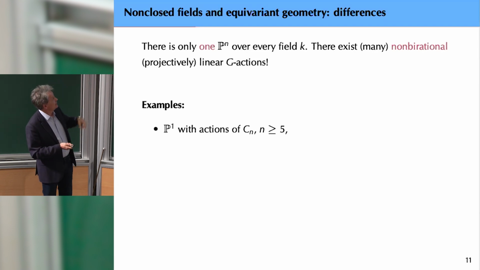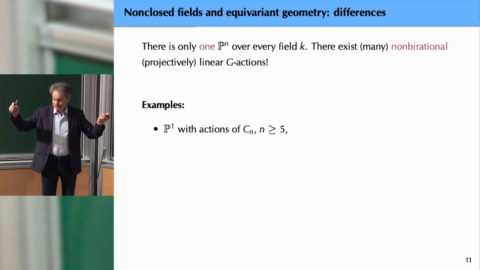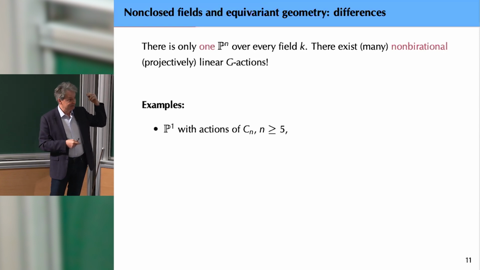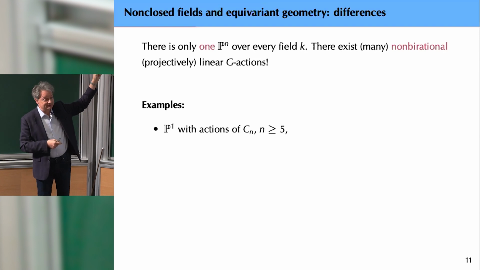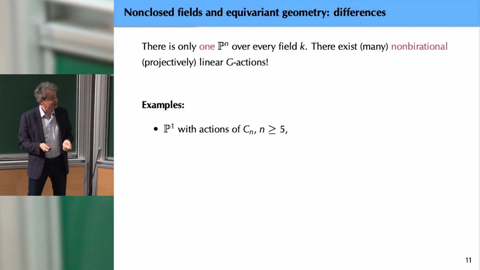And of course, the simplest example is P1 with an action of a cyclic group of order at least 5. It really makes a difference whether you act with weights, let's say, Z mod 5, 1 and 4, or 2 and 3. These actions are not birational.